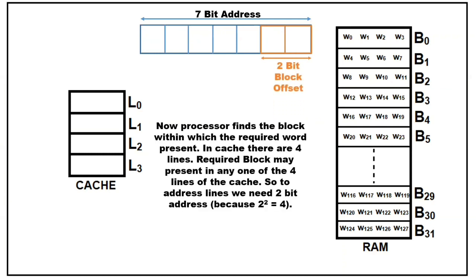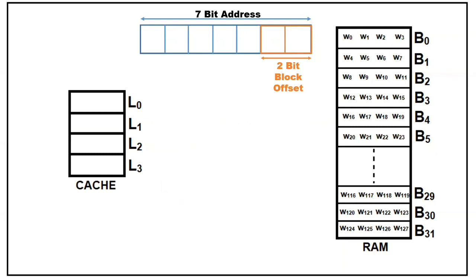Now the processor finds the block within which the required word is present. In the cache there are 4 lines. So the required block may be present in any one of the 4 lines of the cache. So to address the 4 lines, we need a 2-bit address, because first we have to find in which line of the cache the required block is present. So there are 4 lines, and to address 4 different lines, we need a 2-bit address, because 2 square equals 4. So this 2-bit field denotes the line.